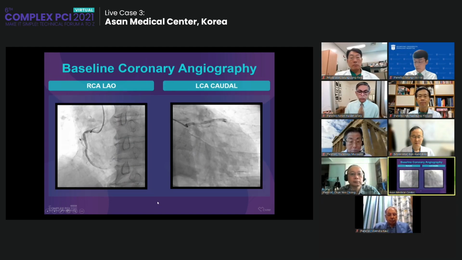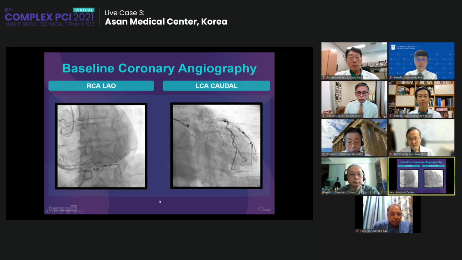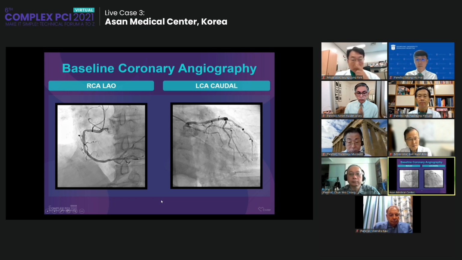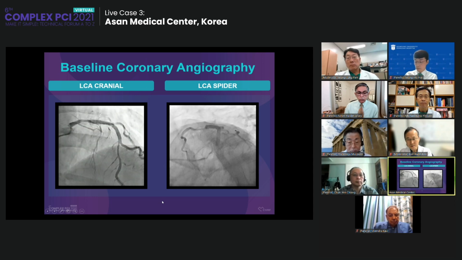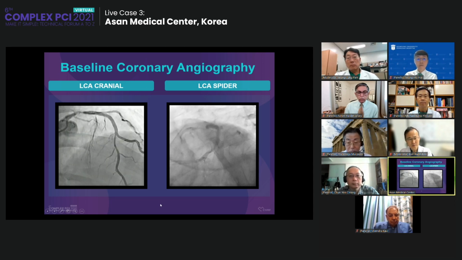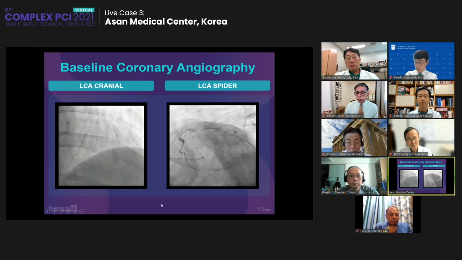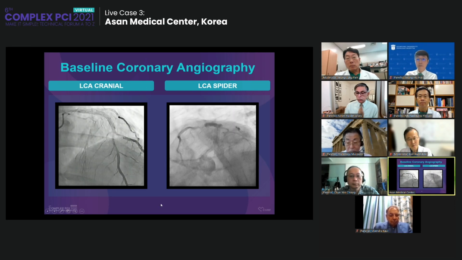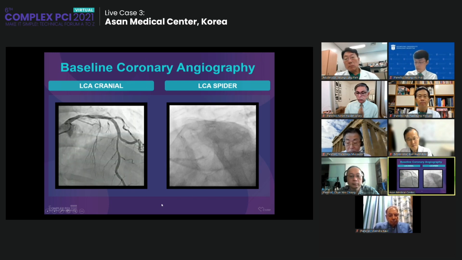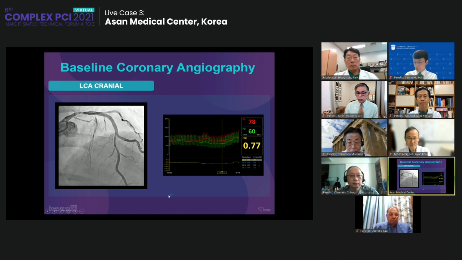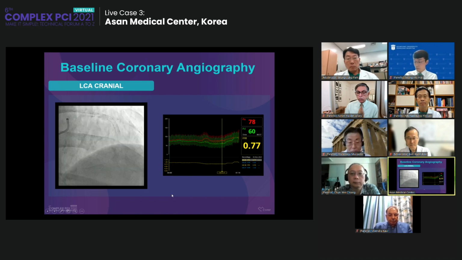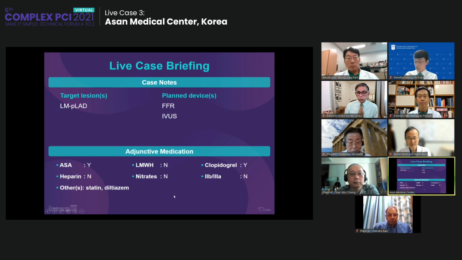Next slide. This is the ICA view. The proximal lesion is a tubular stenosis, but FFR is 0.95. Next slide. This is the left coronary angiogram. You can see the previous stent is patent, but the proximal to distal left main has a diffuse stenosis, so we performed the FFR. Next slide. This is the FFR of this patient, 0.77, and the distal stent portion is 0.82. So, next slide. We prepared the IVUS and we targeted the left main. Next slide.